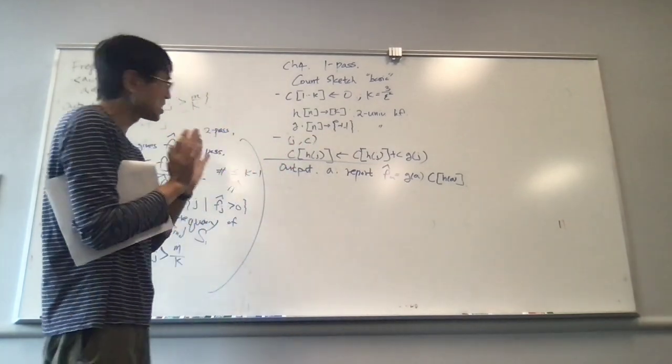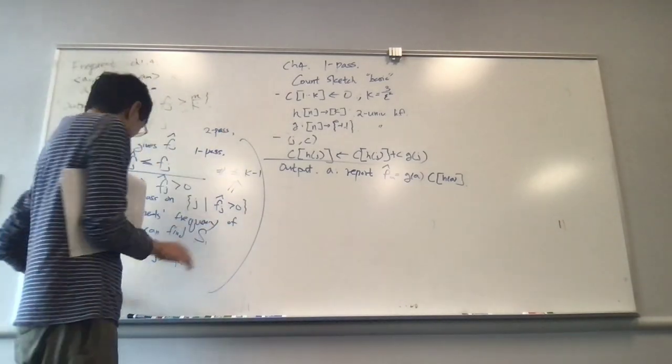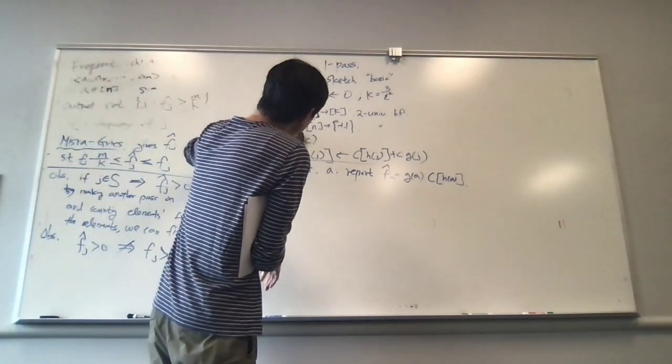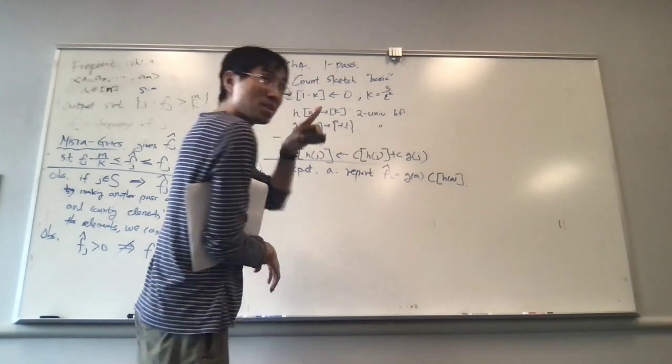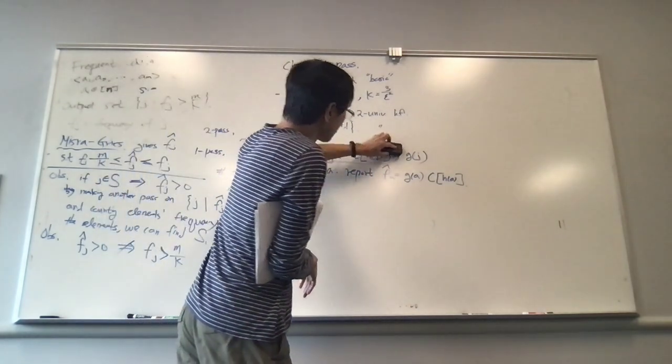So let's think about the vanilla stream model where we see one element each time. So I'm going to just remove this C. But anyway, if you see the C in the lecture notes, it means the count of J. So let's remove this. Okay.